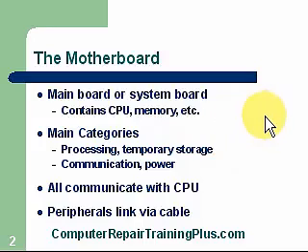Motherboard. We're going to be looking at the motherboard today. This is the main board, the largest circuit board in the computer. It contains the CPU, memory, north bridge, south bridge, and a lot of other parts. We'll be talking about those parts. The main categories on the motherboard are processing, the CPU, temporary storage, the RAM, communications, and power. We'll be discussing those.